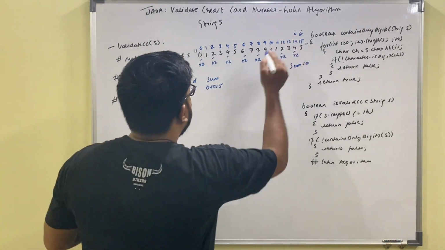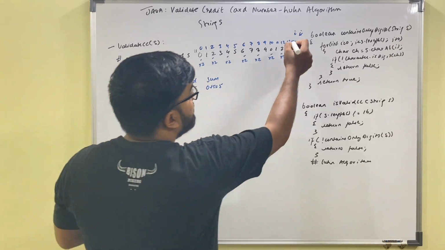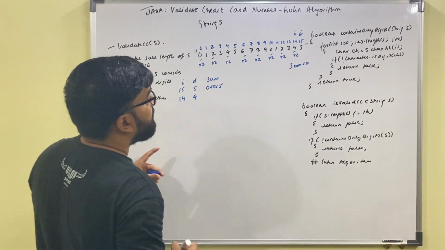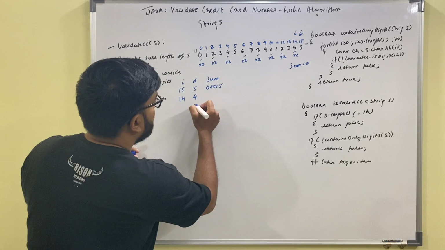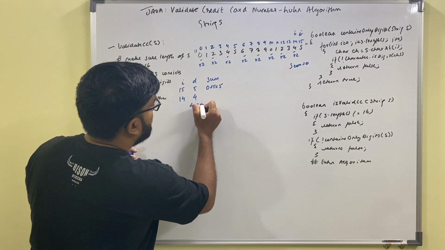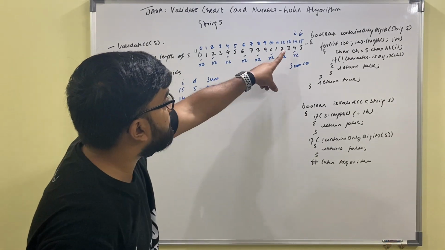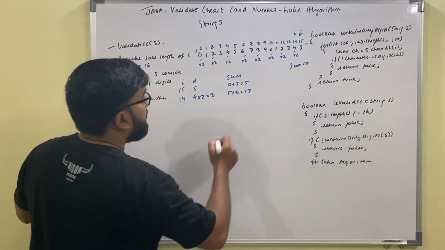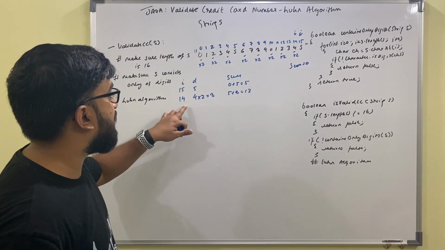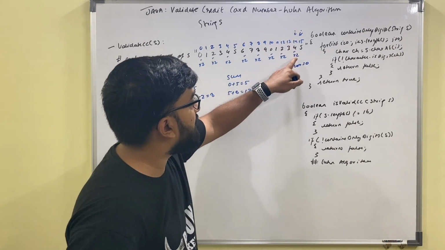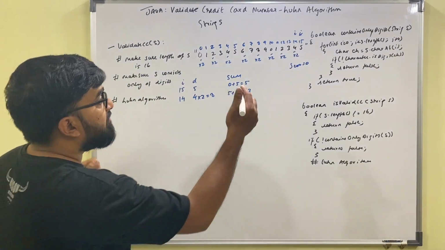Okay, so when i is at 14, your digit is 4. 4 times 2 is 8, and 8 is then added to the sum. So 5 plus 8 equals 13, because at index 14 I need to double this digit. Okay, I move on to the next index.